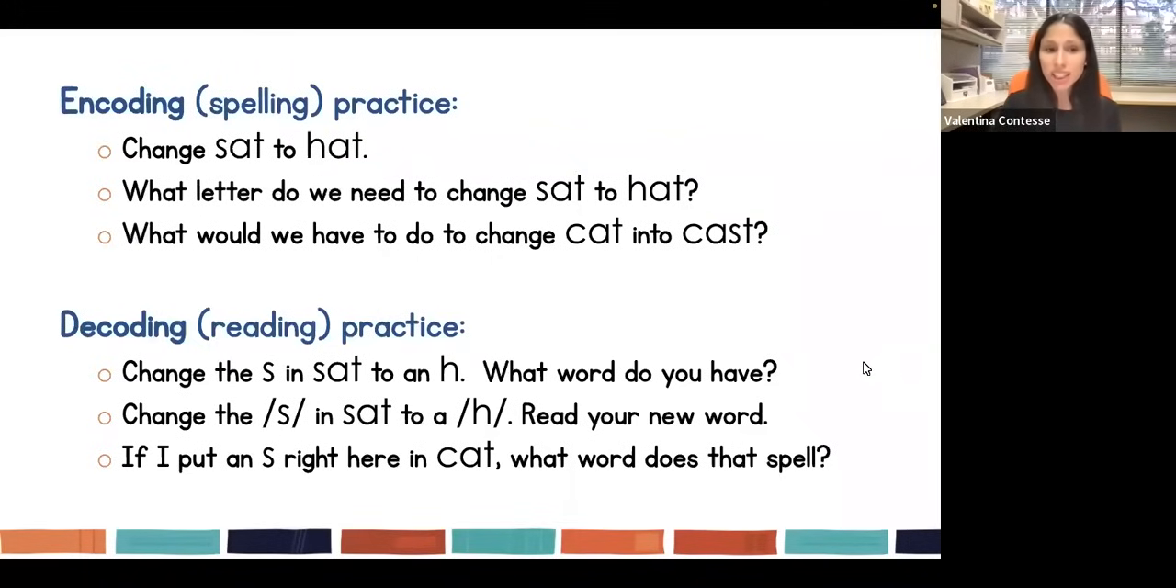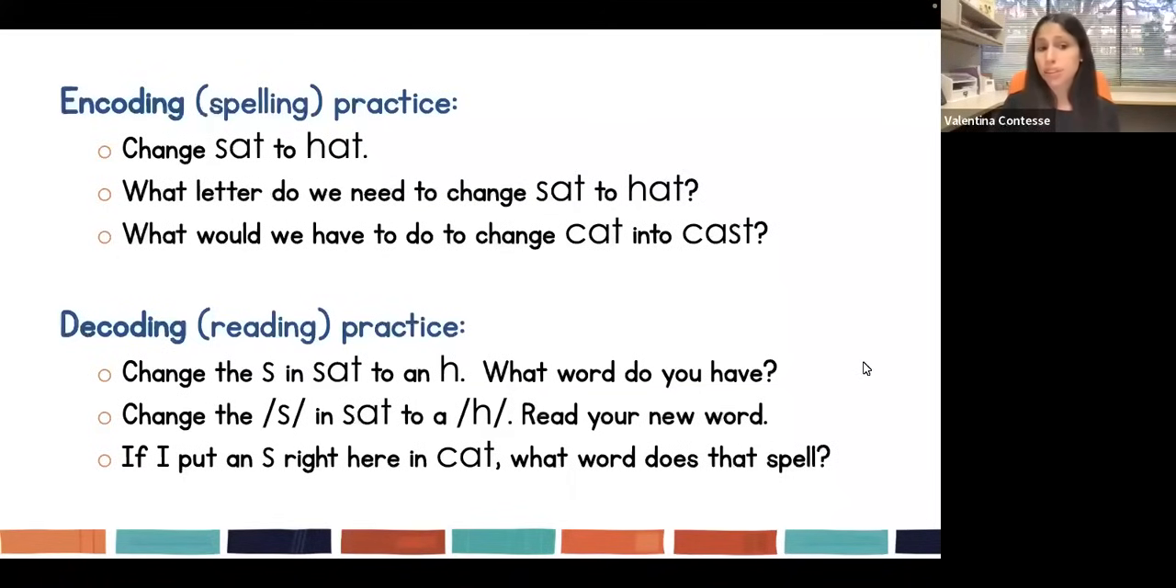So when we say things like, change sat to hat, the student is looking at the word sat that they have in front of them, and they're having to think about how to spell this new word hat. They would need to know that they needed to change the S to an H in order to spell, or encode, this new word hat. Same thing when we say things like, what letter do we need to change sat to hat? Students have to think about that change in sound in order to spell this new word hat.